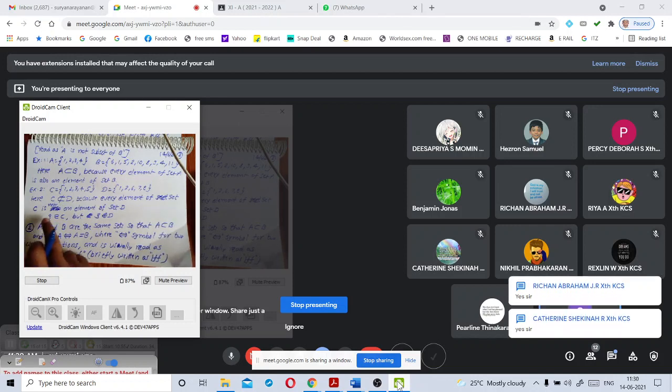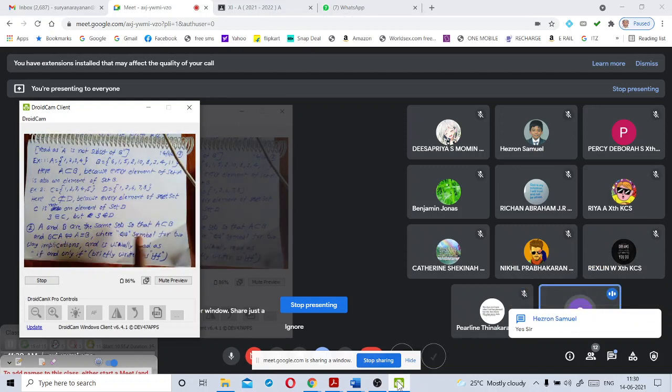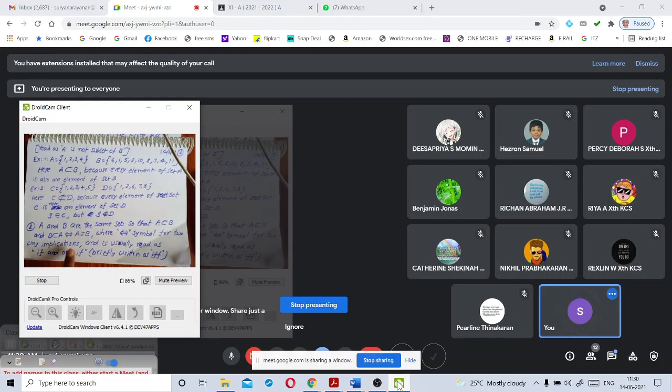Just now we redefined equality of two sets by using the subset concept. If A is a subset of B and B is also a subset of A, then we say that the two sets are equal. And we have defined this symbol. This symbol is read as if and only if, and sometimes we can read it as bi-implies. Remember these points, my dear children.